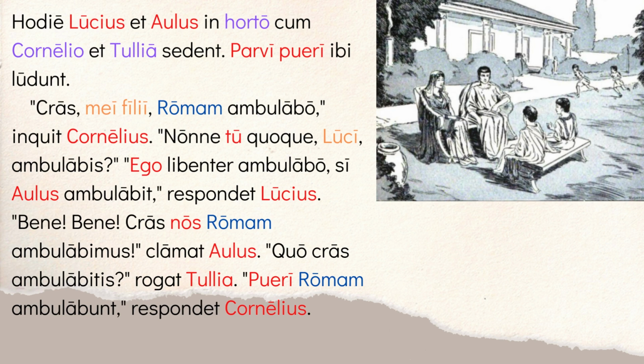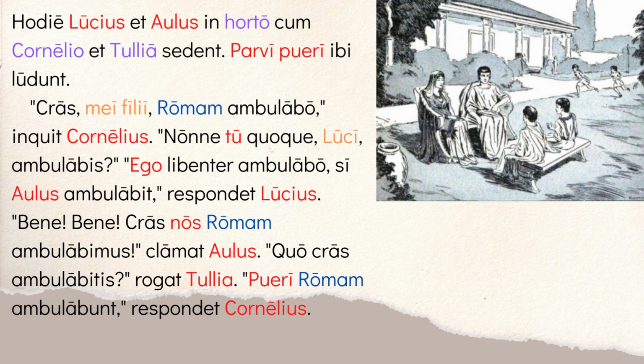Then you have the next part. You have bene, which means good, right? Cras nos Romam ambulabimus, clamat Aulus. So tomorrow we, nos is your subject, we will walk. Ambulabimus, the bi makes it future tense. We will walk to Rome. Clamat Aulus, shouts Aulus.